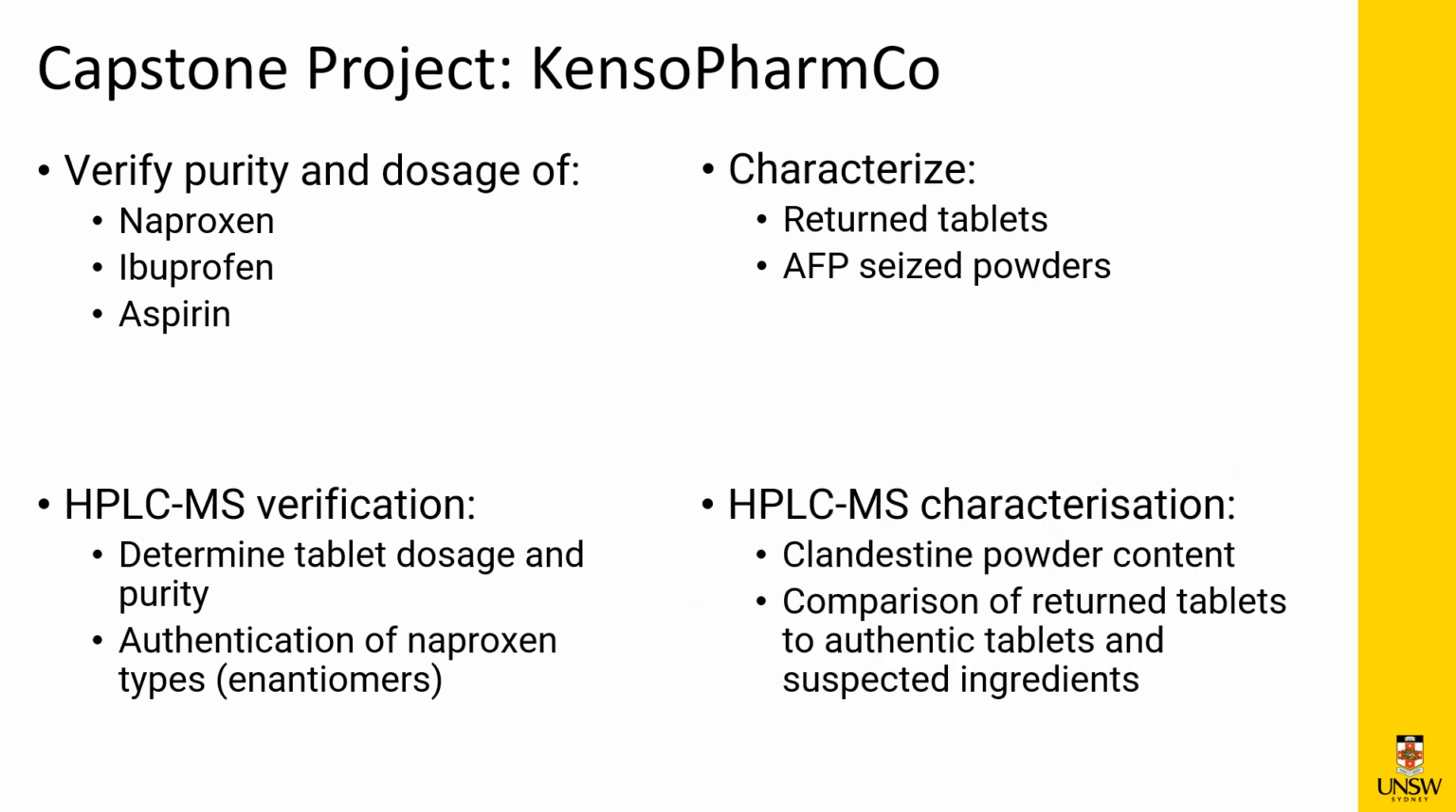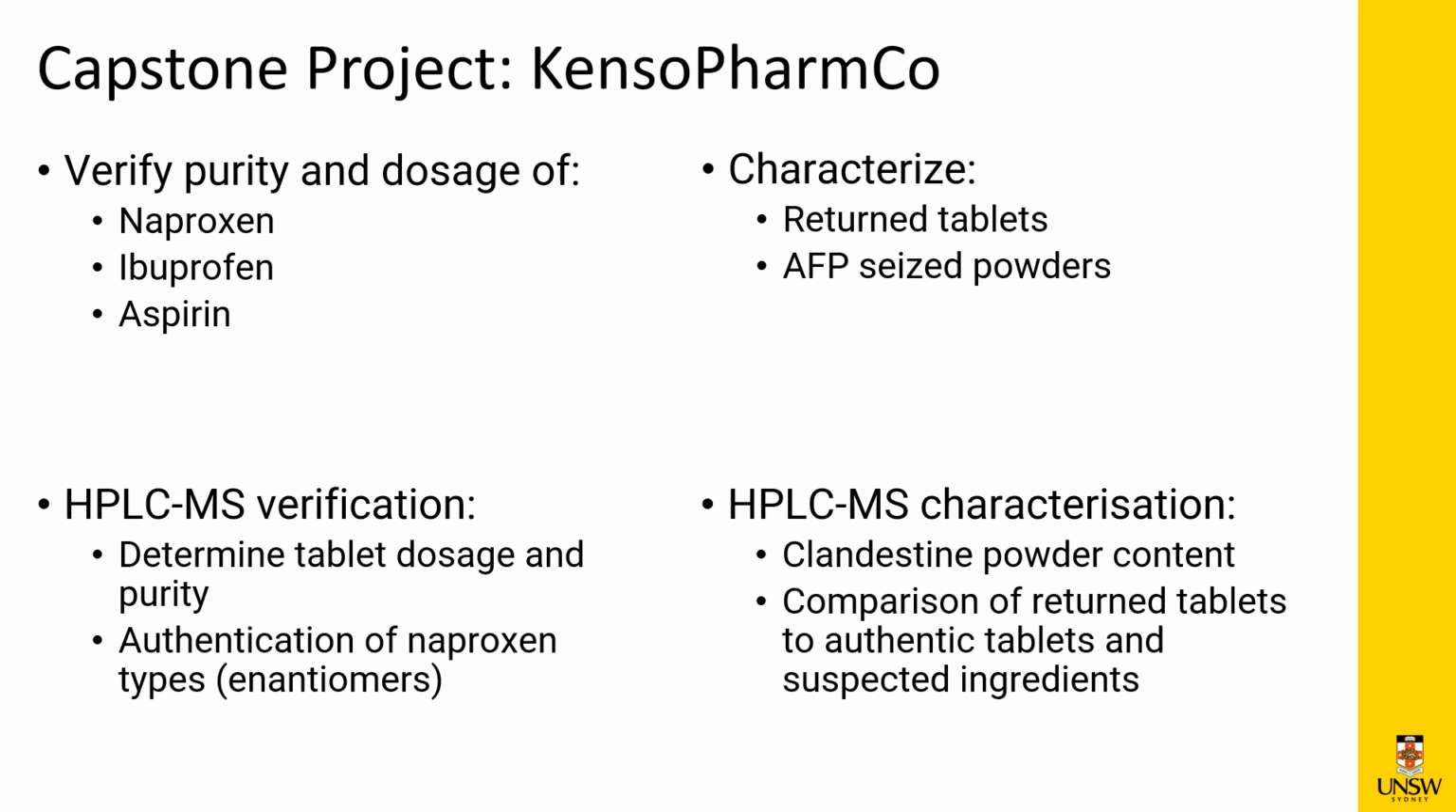Alongside this, the HPLC-MS team aims to determine whether the returned aspirin matches the authentic aspirin tablets, and compare it to the seized powder to determine if there are similarities in ingredients so as to prove clandestine production. Furthermore, the powder can be characterized for suspected ingredients that can cause people to feel unwell, such as naphthalene. However, HPLC alone cannot completely prove their presence, but acts as supporting evidence to the contextual clues provided by the Australian Federal Police.